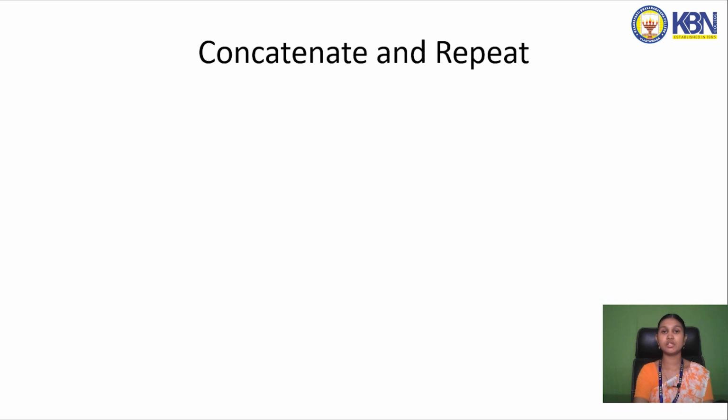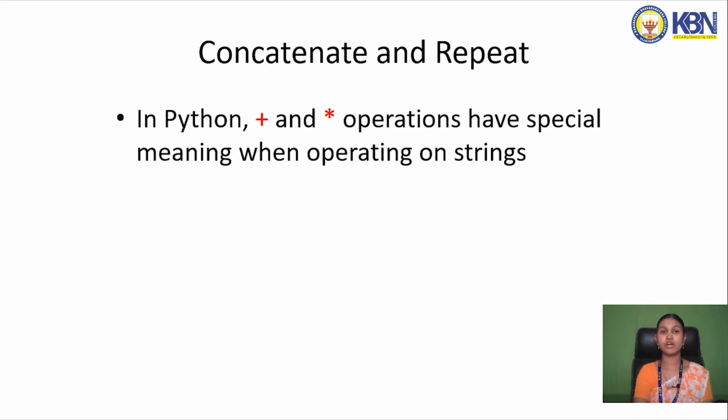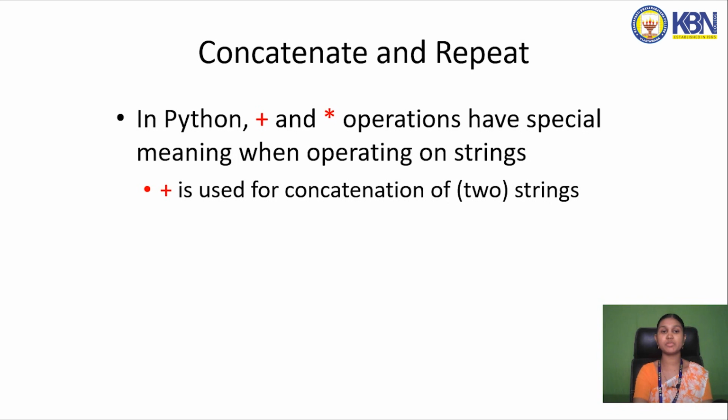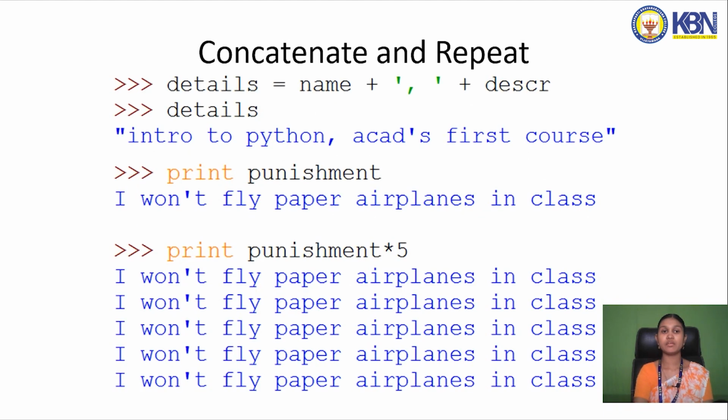Next, in strings I have to concatenate and repeat. In Python I use two operations, one is concatenation and the second one is repetition. Concatenation means two strings are combined, and repetition means you give one value and it is repeated multiple times, by whichever number you give. These methods are also called operator overloading. Let's see one example, concatenate and repeat.